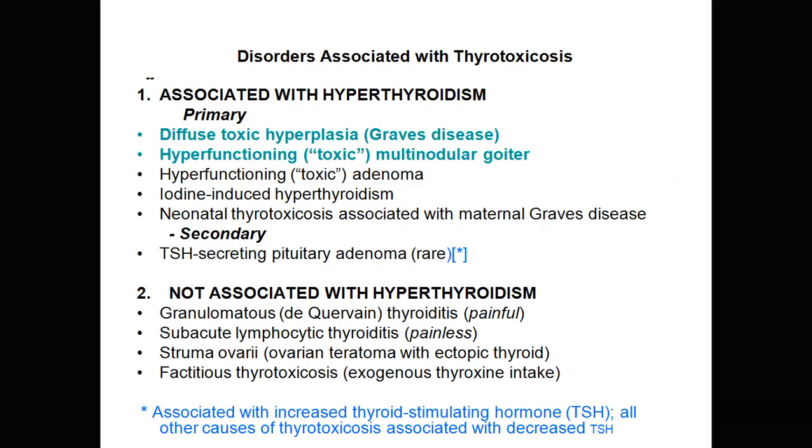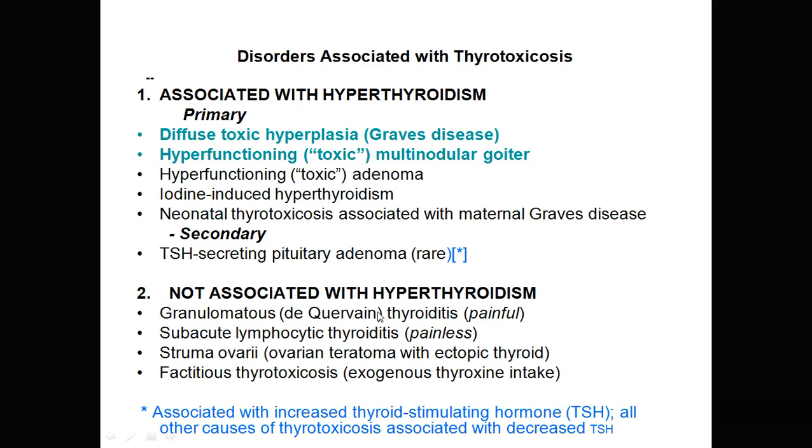Now the disorders associated with thyrotoxicosis. It is associated with Graves' disease, as we discussed, the toxic multinodular goiter, the hyperfunctioning adenoma of the thyroid gland, and iodine-induced hyperthyroidism. But these two are very important: Graves' disease and the toxic multinodular goiter. Secondary is the TSH-secreting pituitary adenoma.